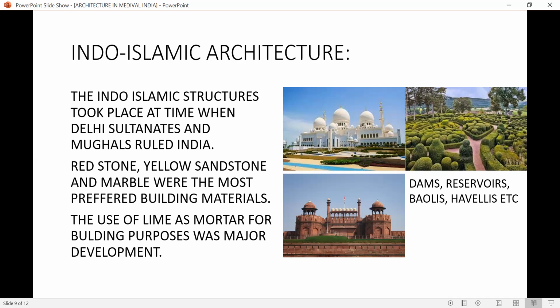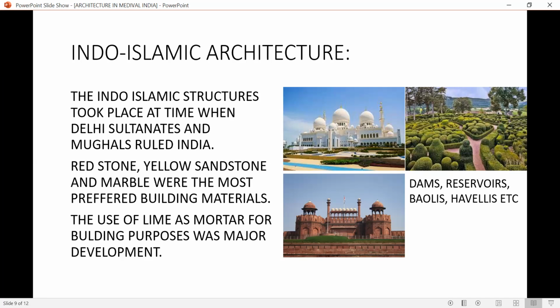The use of lime as mortar for building purposes was also a major development. Hope you have heard the word limestone among the sedimentary rocks, and limestone was used as mortar for building purposes. They were not used so much in normal development, but in the major development. In order to make a wider entrance, the true arch or the pointed arch was used. Now, what do these points mean?